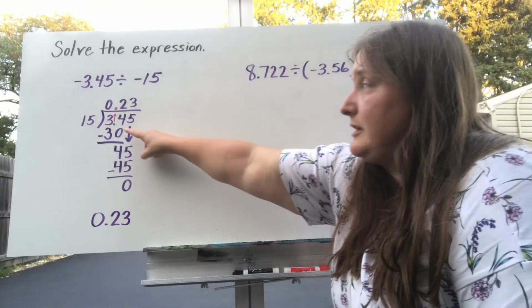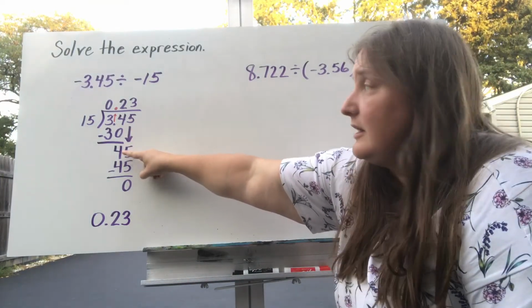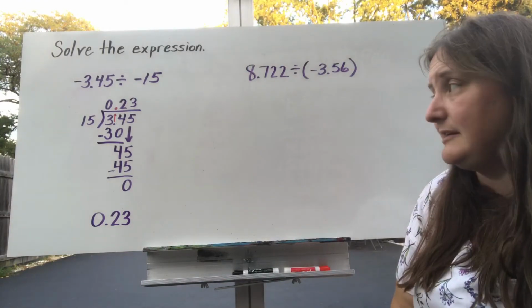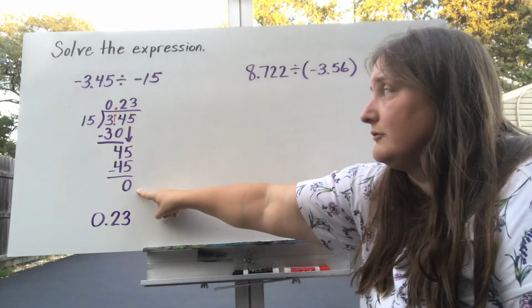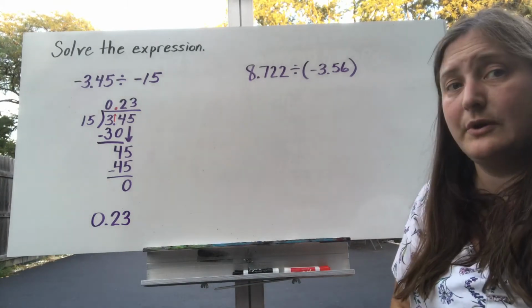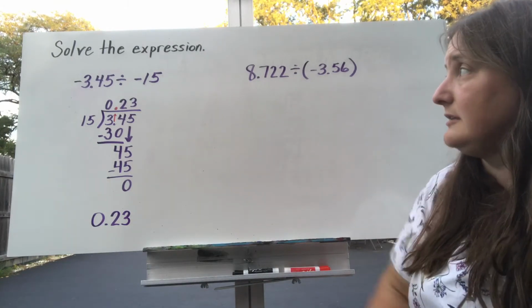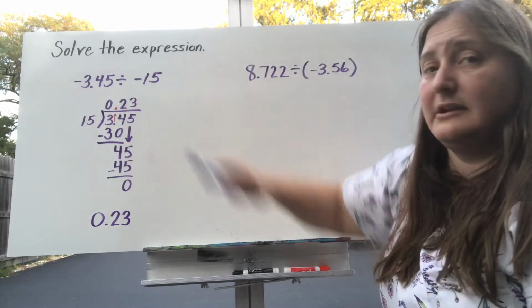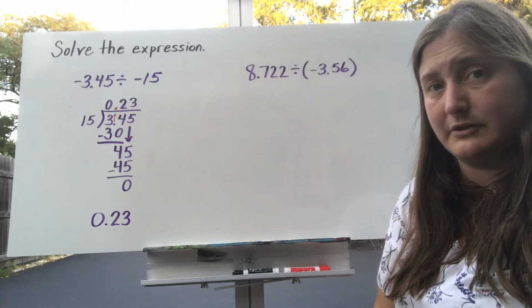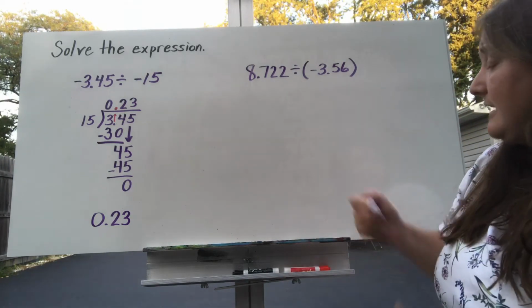So 15 went into 3 0 times, but it went into 34 twice. So 2 times 15 was 30, and I had 4 leftovers. I brought down my 5 here. 15 went into 45 3 times, and I had 0 leftovers and nothing else to bring down. So my final answer was 0 and 23/100. And I do a double check here, and it would be positive because I'm dividing two negative numbers, which gives me a positive answer. So let's try this guy together.